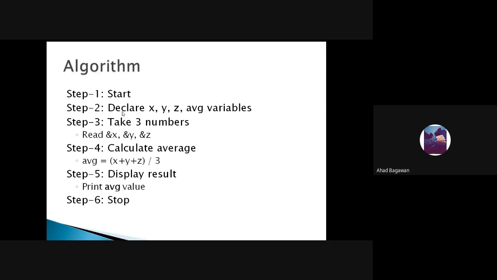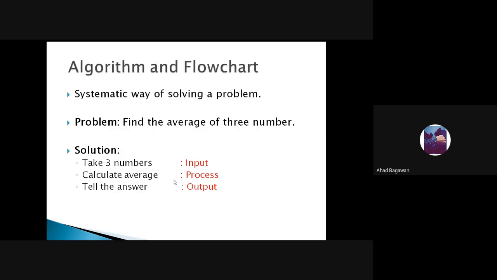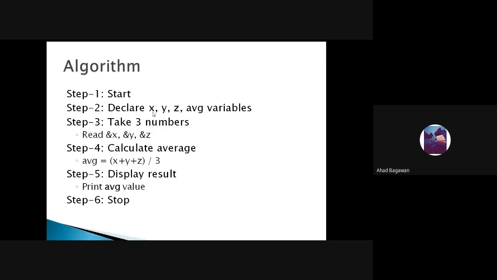So whenever you have a problem like this, you have to identify how many variables we require. Here it says find the average of three numbers. Average of three numbers means I have to take three numbers, so minimum three variables are required. One x variable, one y variable, one z variable is required. So three variables are required.